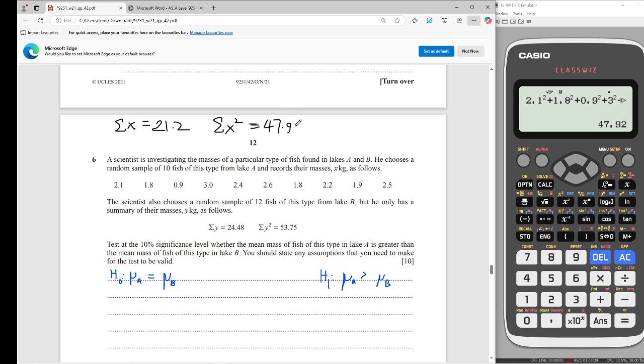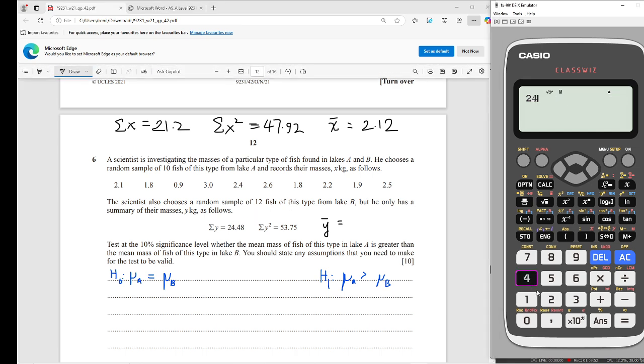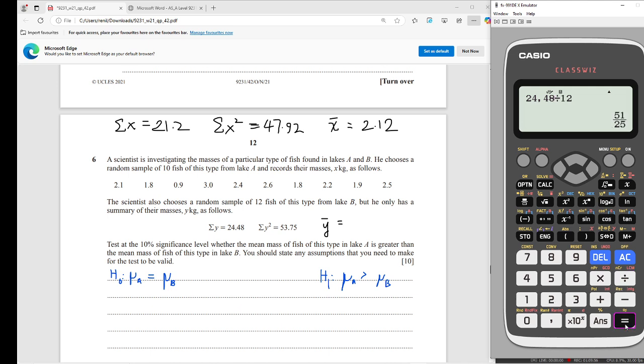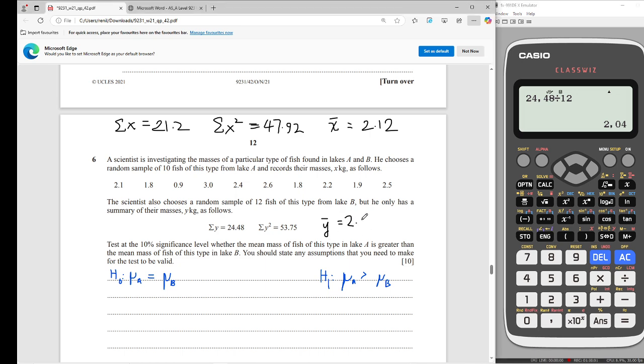The very last thing that we need to calculate is the sample mean. That is equal to 21.2 divided by 10, so that is just 2.12. As for y, we need to calculate the sample mean as well. Sample mean for y has 12 fish, so 24.48 divided by 12, I'm going to guess this one, it's going to be 2.04. Yep, so that's it, 2.04.